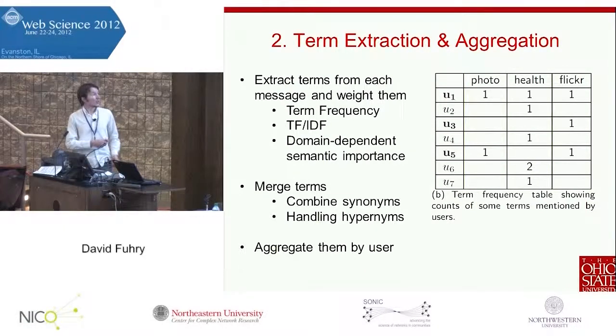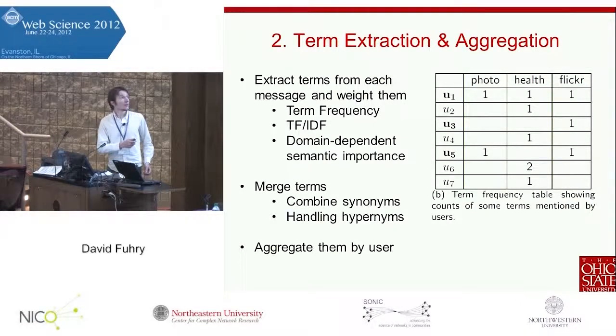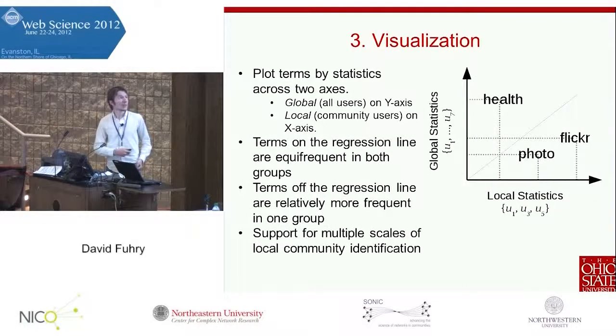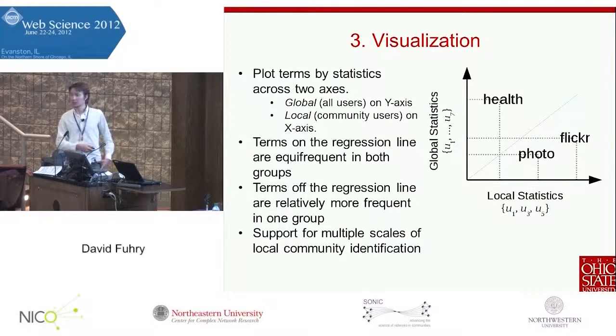All right, so once this is done, terms are aggregated by user, and then for all users in the community, we further accumulate those terms. So basically what we want to end up with is a term frequency distribution for the community, which we can compare to the term frequency distribution for the network as a whole. So we refer to the community of interest as the local group.